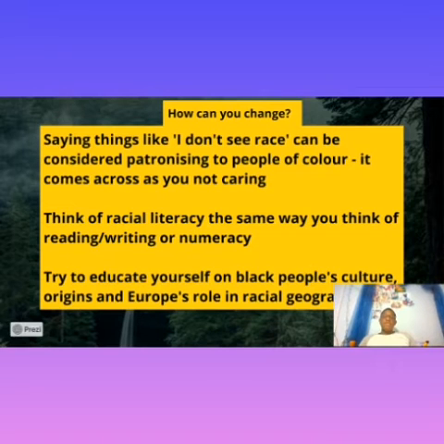Try to think of racial literacy the same way you think of reading, writing, or numeracy. It's a fundamental skill, and without it, you can get into dangerous situations such as not being able to read warning signs. And try to educate yourself on black people's culture, but not just black people, people of different colors in general, and Europe's role in racial geography.